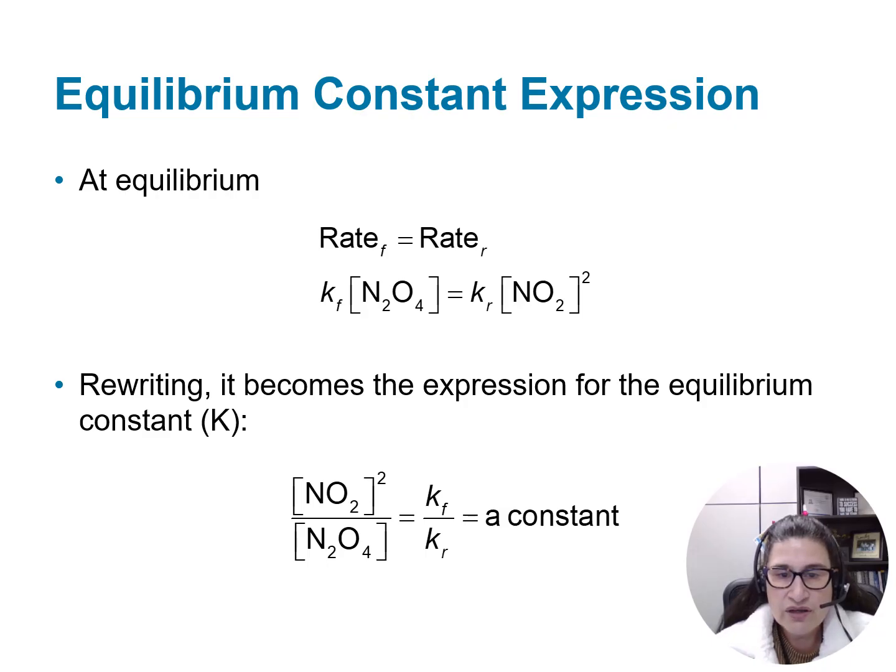All right, so if at equilibrium the rate of the forward is equal to the rate of the reverse, then that means k of the forward is equal to k of the reverse. And if we wanted a ratio of the forward to the reverse, we would have the products over the reactants, and that would be equal to a constant, which is the equilibrium constant, capital K.